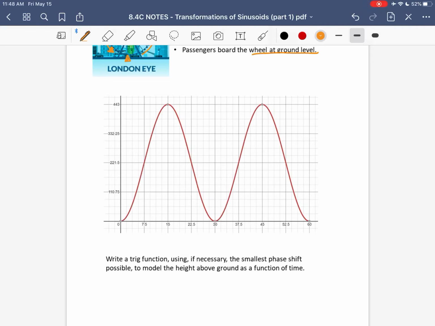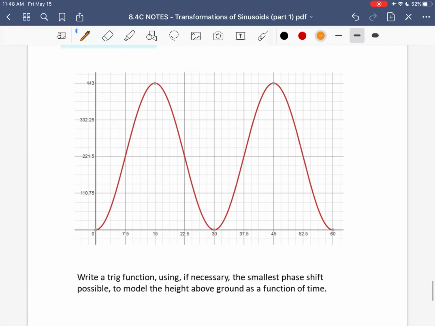Write a trig function using, if necessary, the smallest phase shift possible to model the height above ground as a function of time. Okay, so here we go. This looks like what we did for our roller coasters. You can see that diameter right there. It's going from 0 to 443, and they said the diameter is 443. You can see the midline is kind of right here. Maybe I'll highlight that in purple.